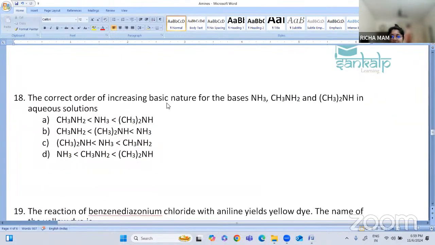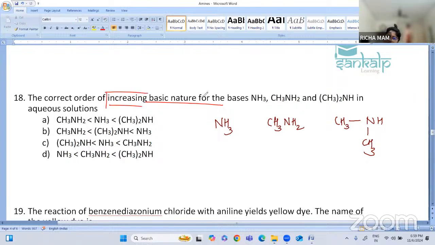The correct order of increasing basic nature for the bases ammonia, methylamine, dimethylamine in the aqueous solution. So you have to tell the correct increasing basic nature. One is NH3, another is methylamine, then another is dimethylamine. How are you going to give the order for increasing basic nature for the bases?